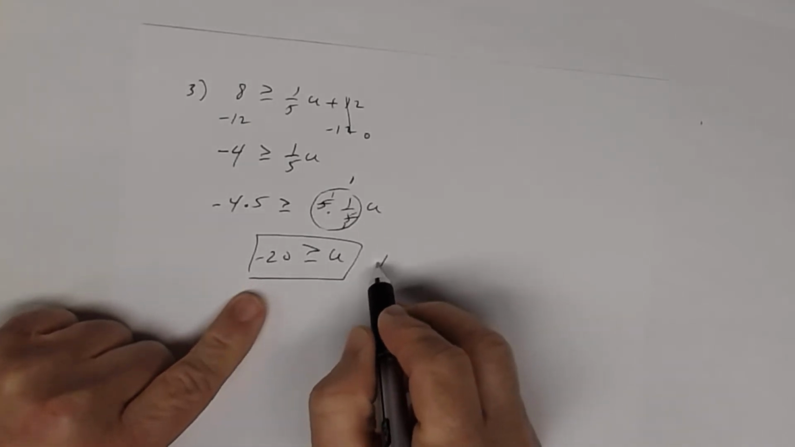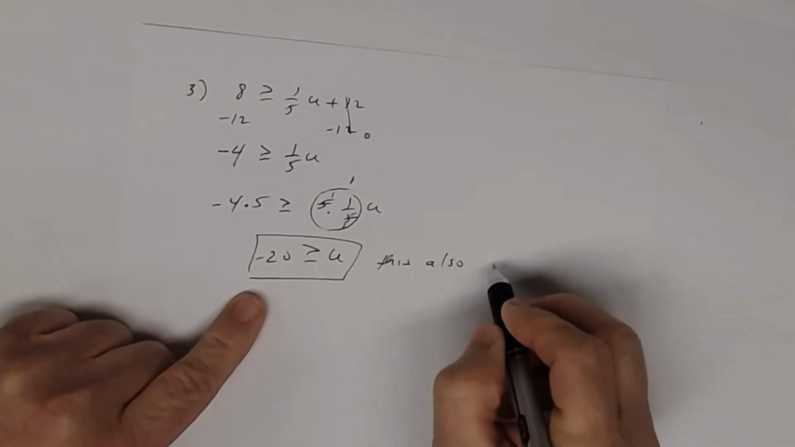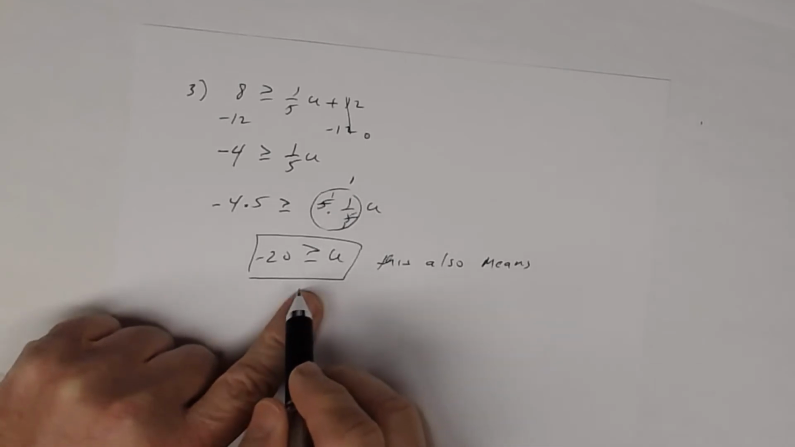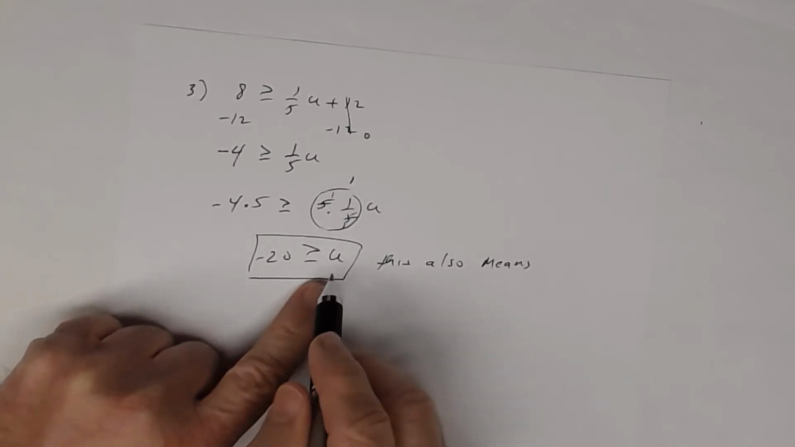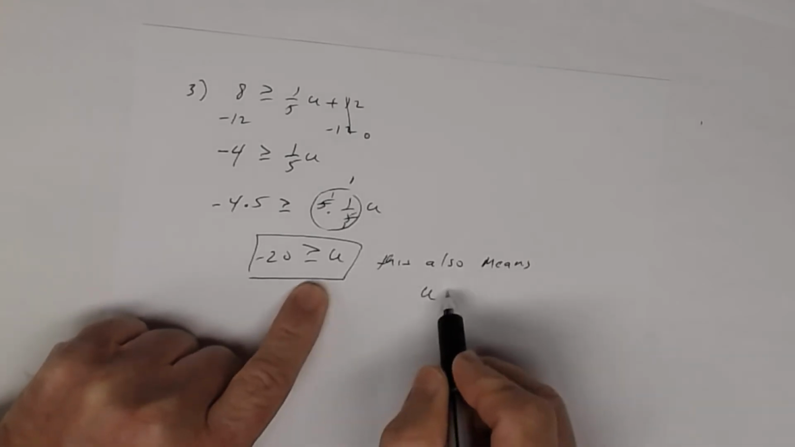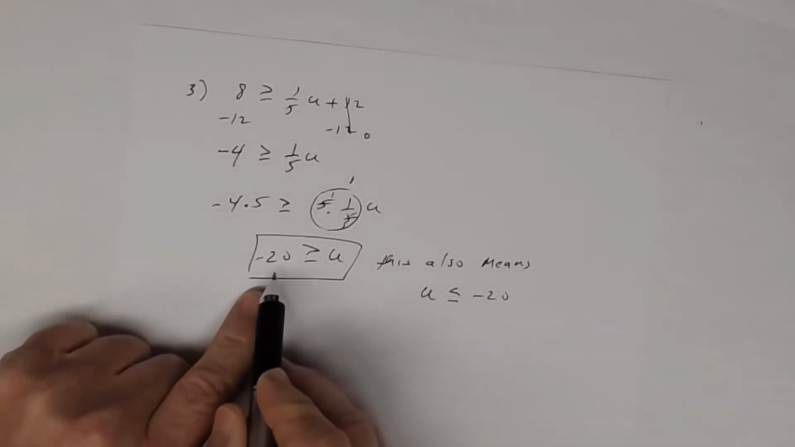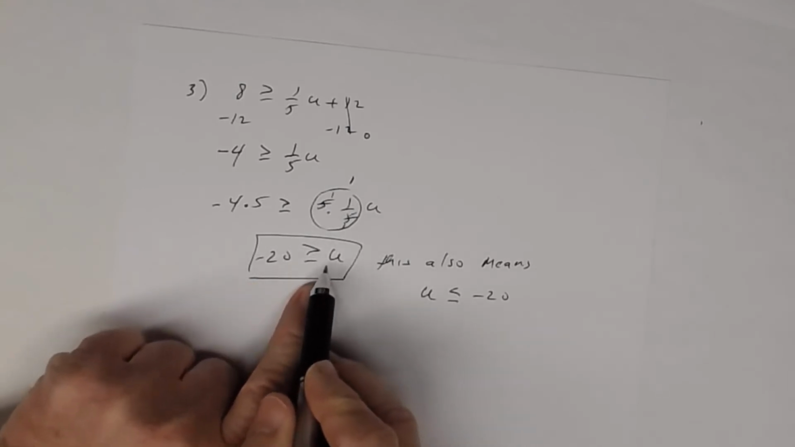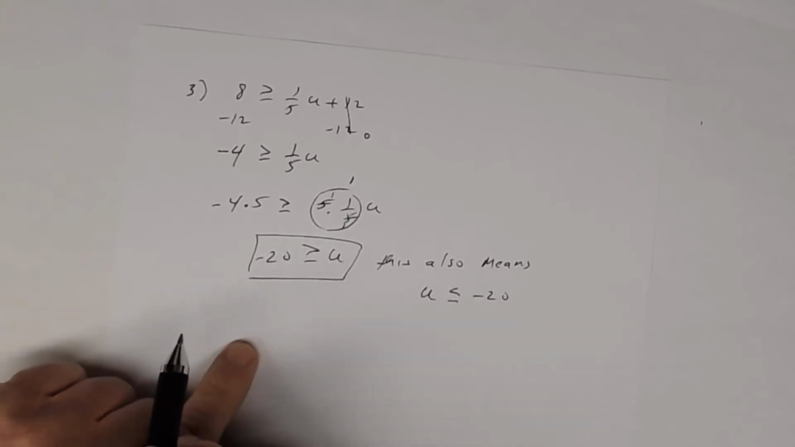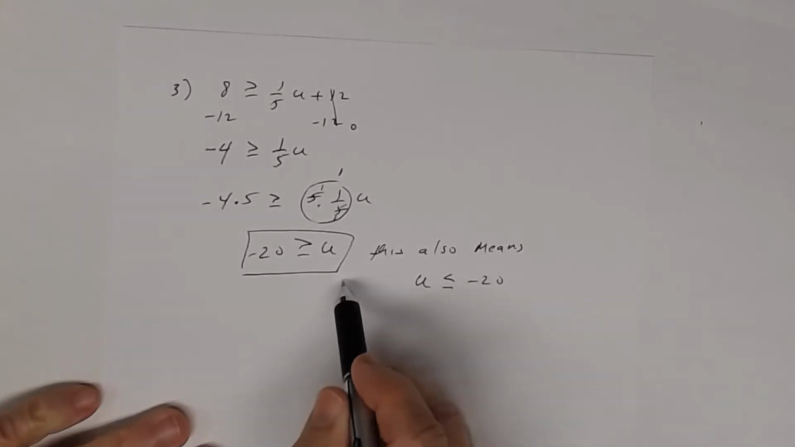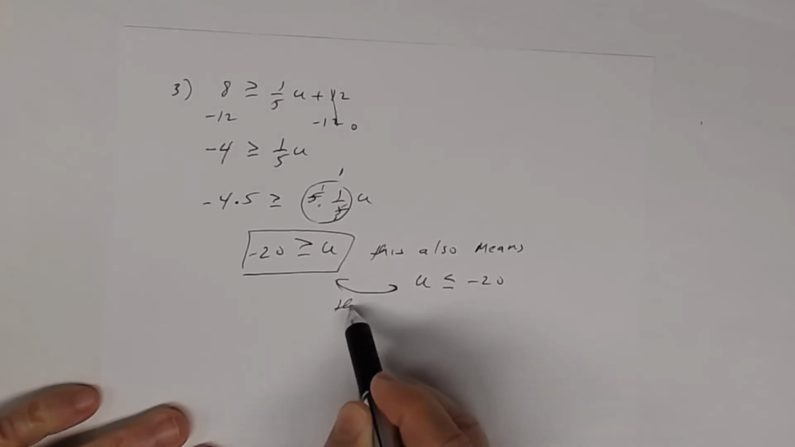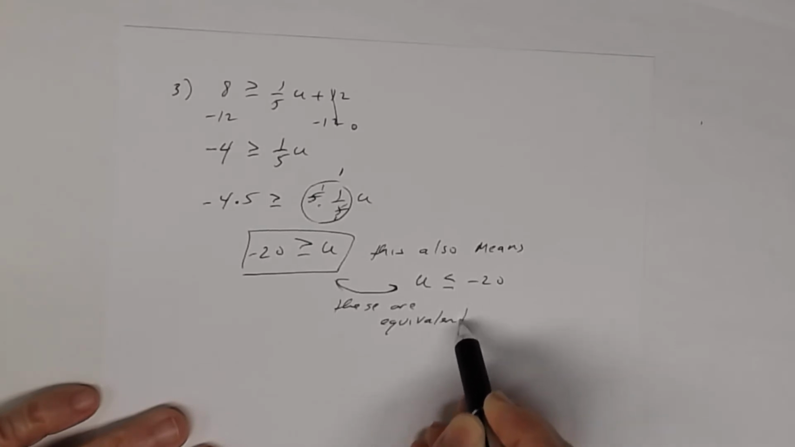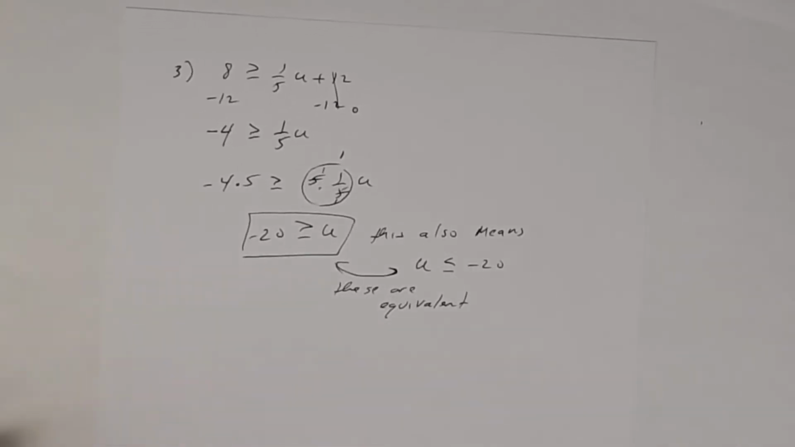But this also means, and it's important for you to see this, if I put the variable u on the left-hand side, see right now it's on the right, correct? I'm going to get u is less than or equal to -20. So -20 is greater than or equal to u means, when you go backwards, u is less than or equal to -20. All right, so it is important that you're able to see that these are equivalent. Those mean the same thing, okay? All right, so that's number 3.